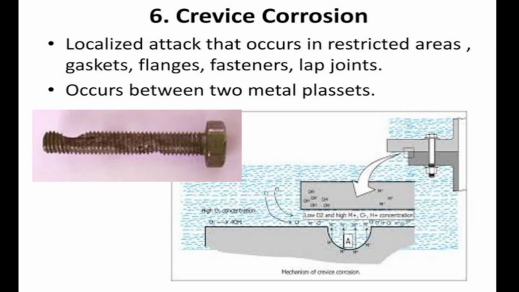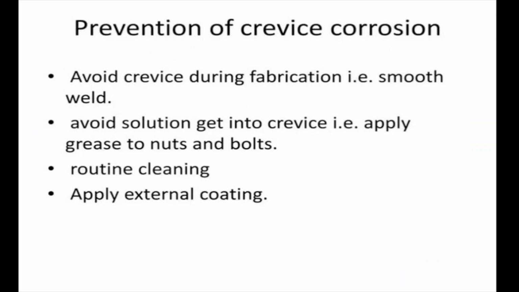And this is a very important type of corrosion which is called crevice corrosion. It is also a localized attack that occurs in restricted areas like gaskets, flanges, fasteners, screws, bolts, lap joints, etc., where there is stagnation of electrolyte. This type of corrosion can take place. It occurs between two metal surfaces. So over here, in the presence of the electrolytic region, cathode and anode, two different regions will be developed, and definitely you know that the corrosion will take place smoothly.